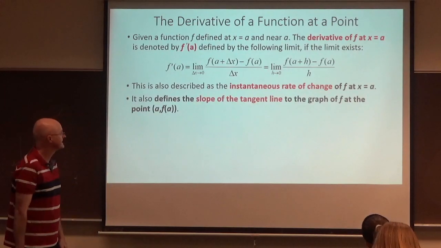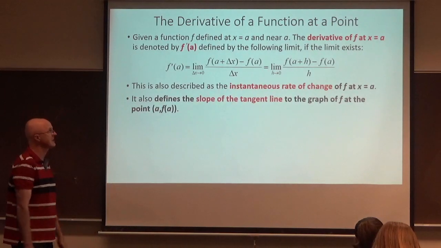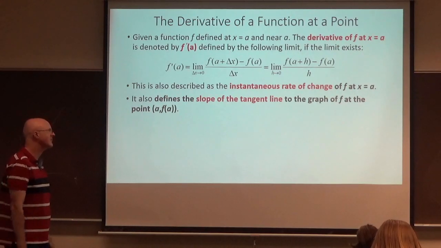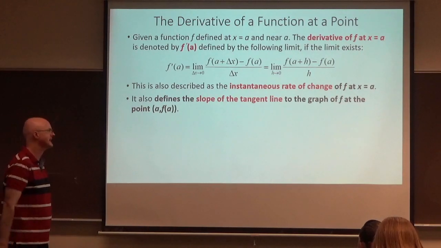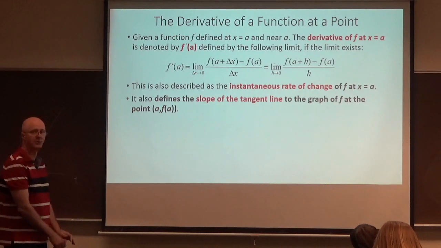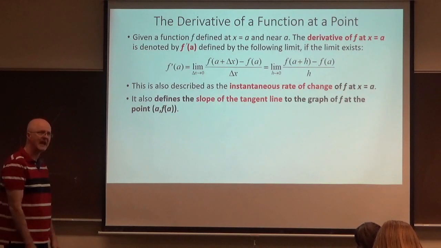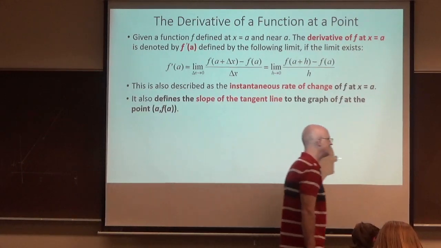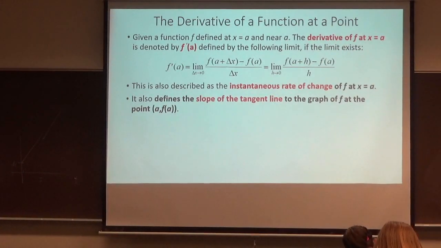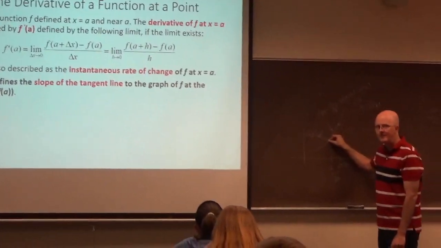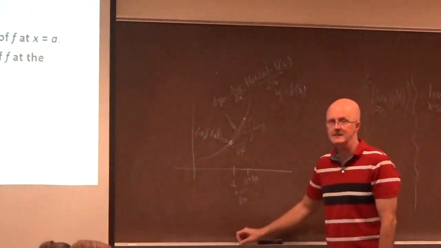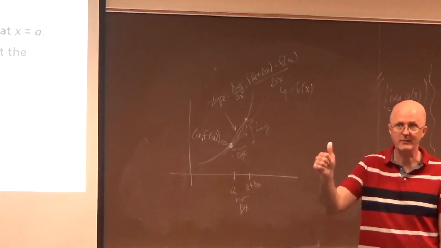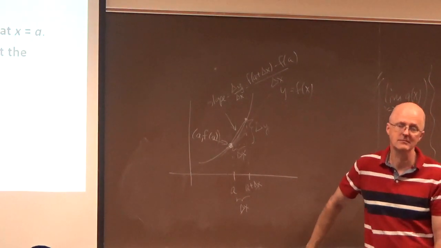It also turns out to define the slope of the tangent line to the graph at the point a. And this is really a definition, if you want to be technical about it. It's not something to prove. We're saying the tangent line is the line that goes through this point on the graph with slope equal to this limit, if this limit exists. So we know a point, we know the slope, we can find its equation.